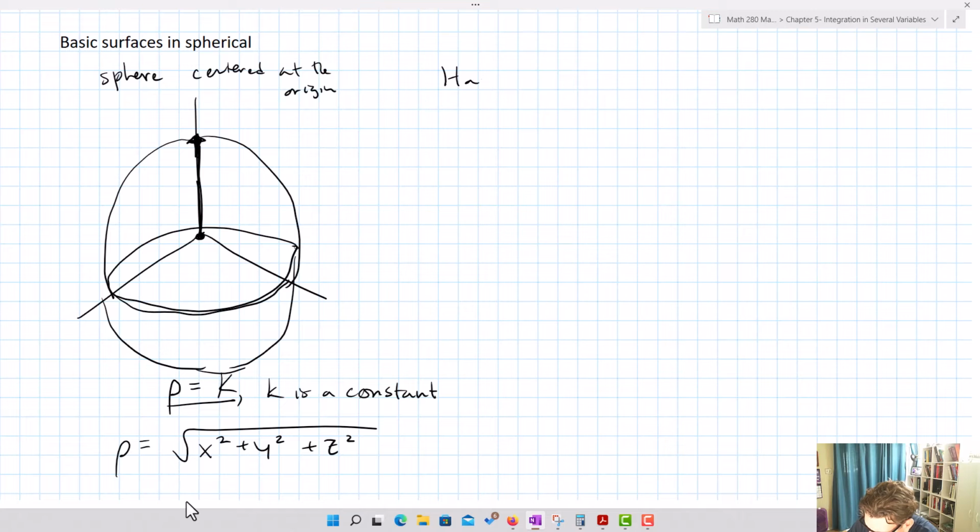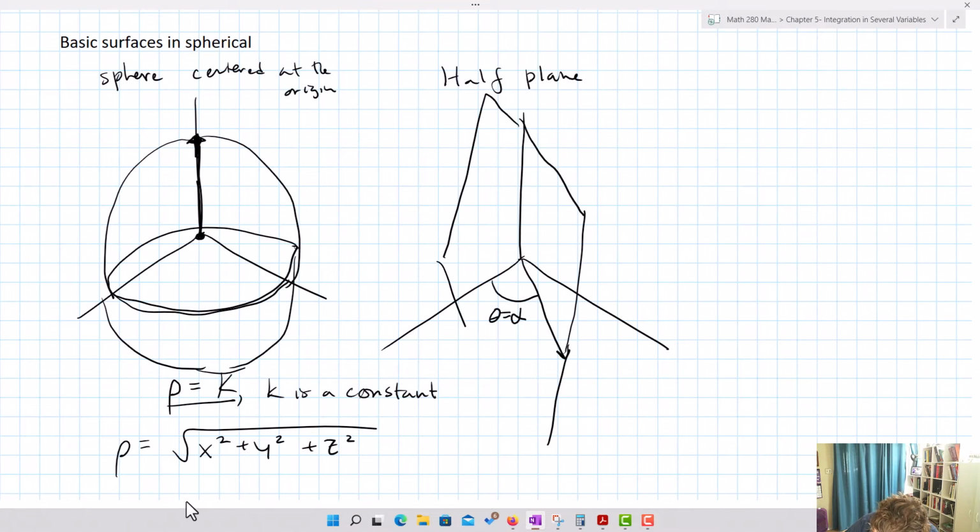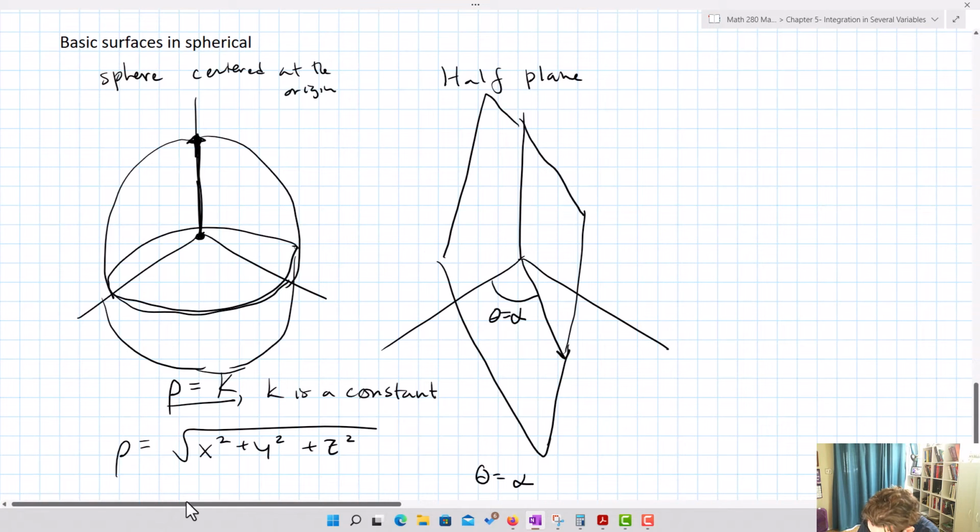Then we have a half plane. And a half plane, just like we saw before when we were looking at cylindrical, is simply, we'll just choose a value. Theta equals something. Theta equals alpha. And then that gives me a half plane that actually goes through the z-axis. A half plane moving through the z-axis is something of the form theta equals alpha.